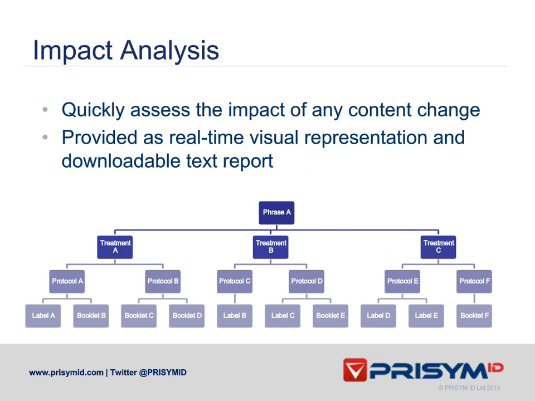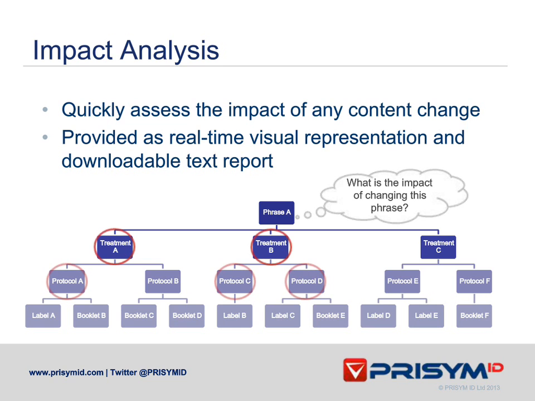Analysing the impact of where content has been used is a significant challenge for the industry. Impact analysis reports are used to quickly assess the impact of any content change. These are provided as real-time visual representations and downloadable text-based reports. In the visual representation of our labelling content, we can see the impact of changing a single phrase throughout our entire organisation via the linked data structure. So from the phrase through to our treatments, through to our protocol data, and then finally down to the labels and booklets where that content has been presented, all fully traceable and reportable through impact analysis tools.